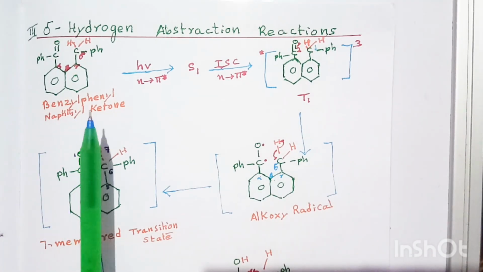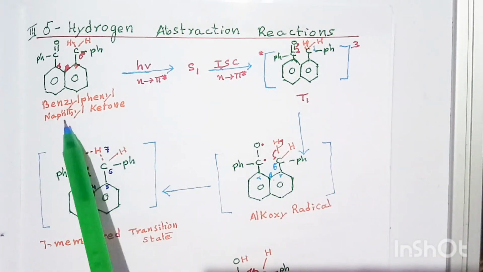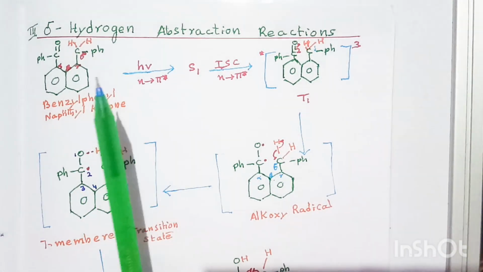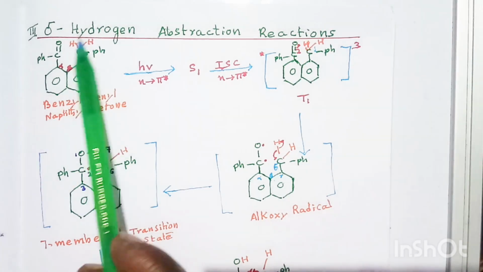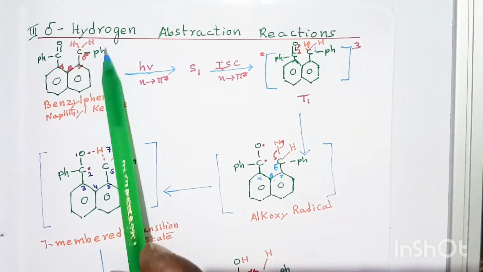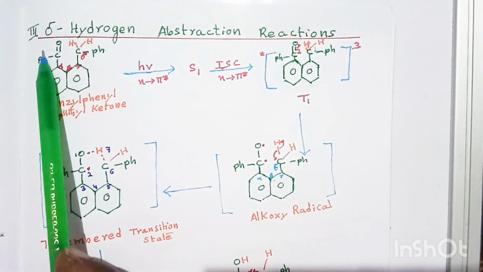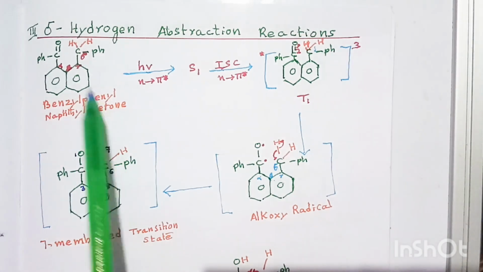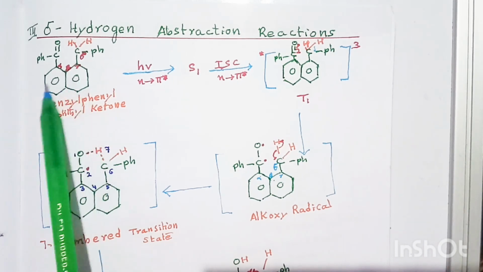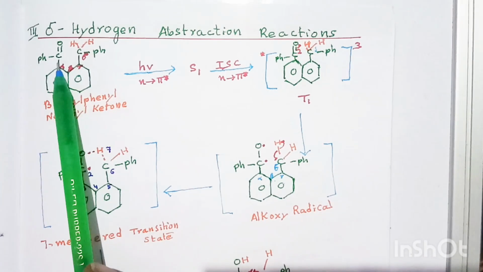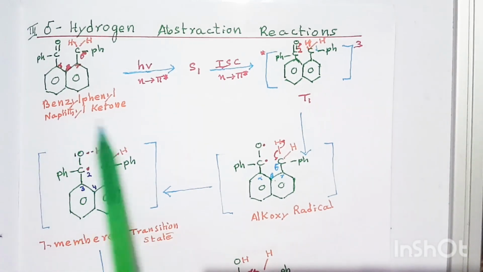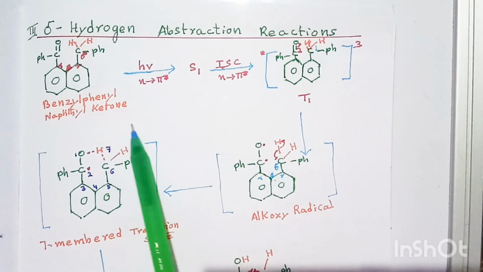So let us take the example of benzyl phenyl naphthyl ketone. This is the benzyl group, PhCH2 is the benzyl group. This is the phenyl group. So benzyl phenyl. These two fused benzene rings represent the naphthyl group. Ketone because this is a carbonyl group. So this is called benzyl phenyl naphthyl ketone.